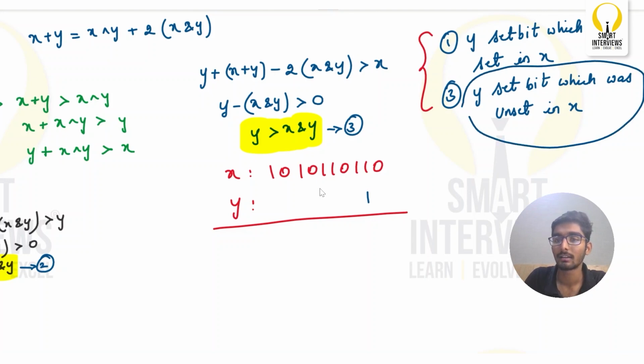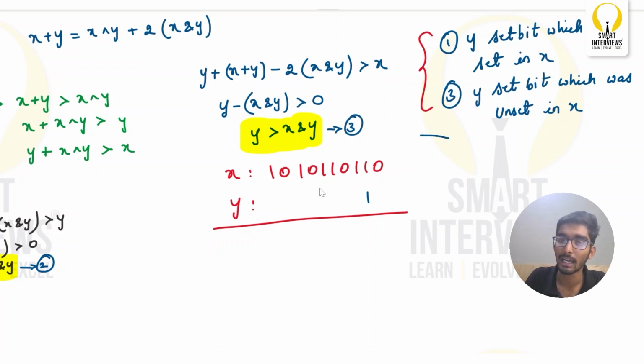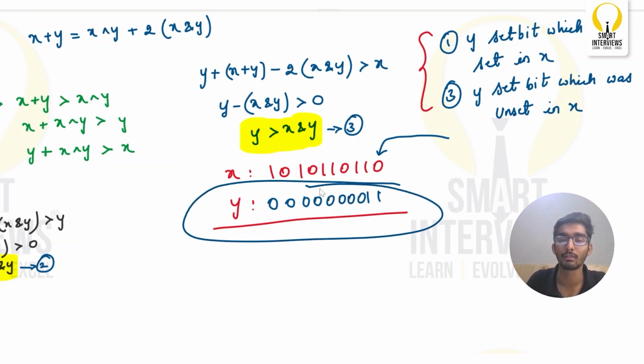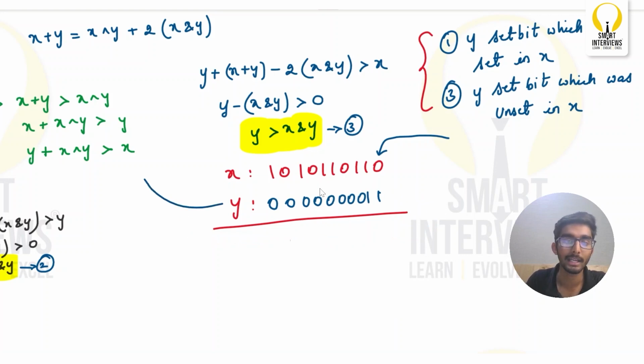Then find y. In y, we need to find a set bit which was unset in x. So I need to find the unset bit here, which is here, and I need to make it set, and I can leave all the remaining, right? So if I can find such a value of y, I can form a triangle, right?